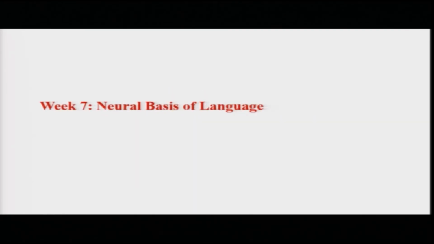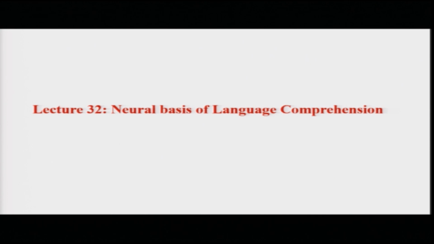We are in week 7 of the course. In this week we are talking about the neural basis of different aspects of language. Let us talk in this lecture about the neural basis of comprehension. We've talked about meaning per se, but we're going to talk about how words are processed, whether they are coming from the written modality or from the auditory modality. So this is what we are going to talk about in today's lecture.